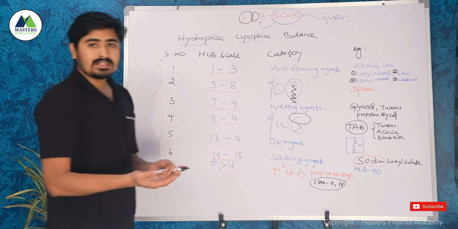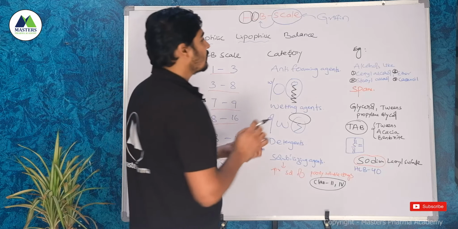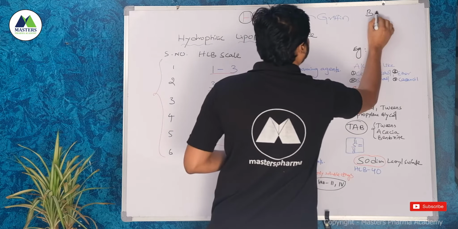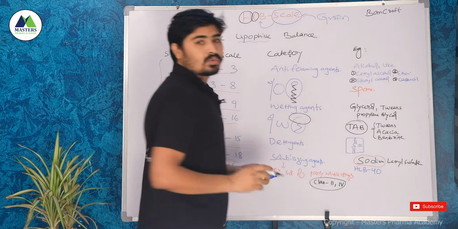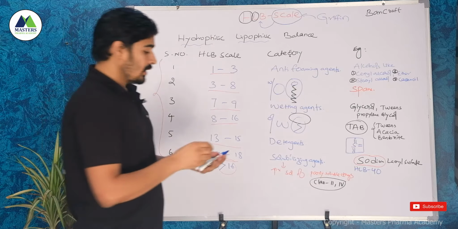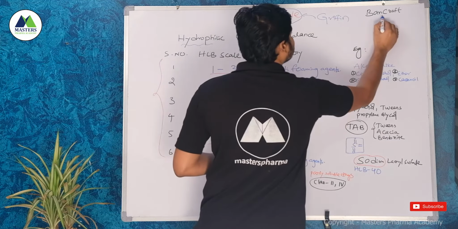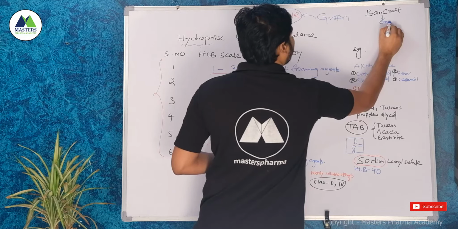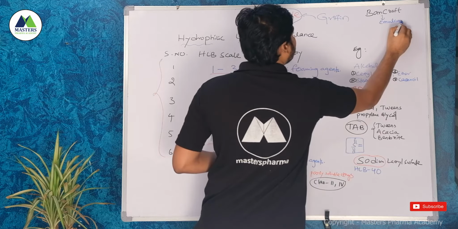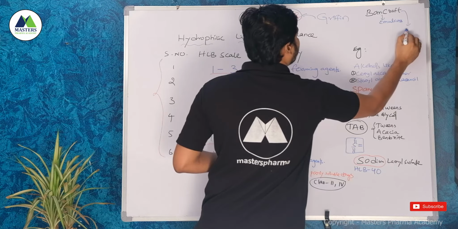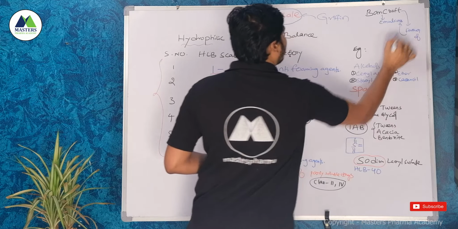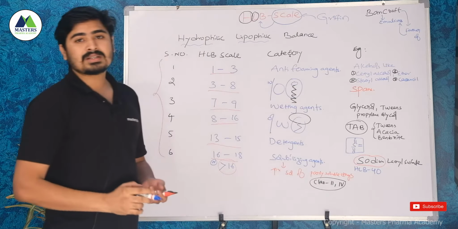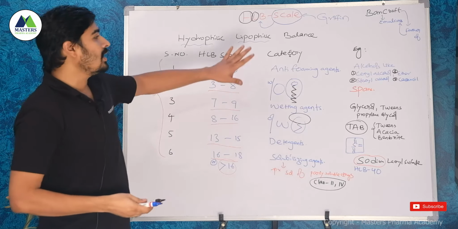And in the emulsions, one more scientist is there. He is nothing but Bancroft. In one of the previous 2 times they asked, rule of Bancroft is related to what? This rule of Bancroft is related to the emulsions. This Bancroft is the father of emulsions. Who is the father of emulsions? Bancroft is the father of emulsions, and rule of Bancroft is related to the emulsions.